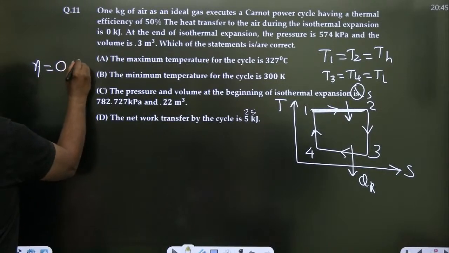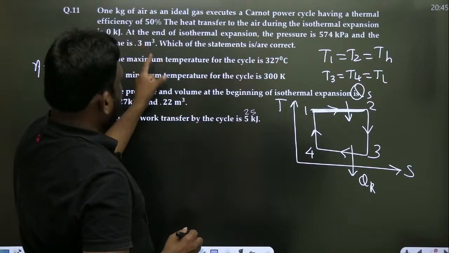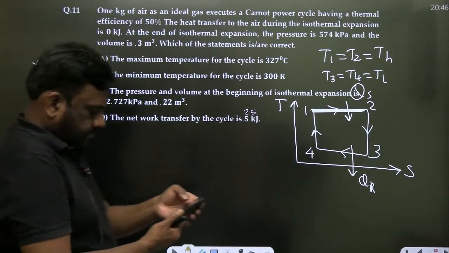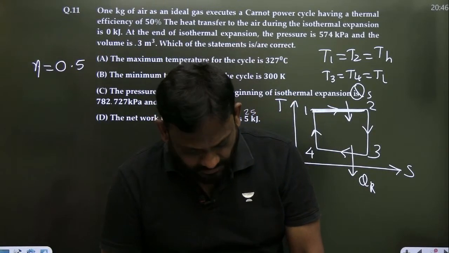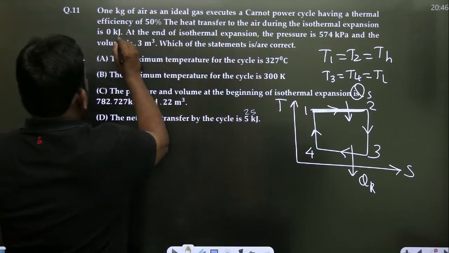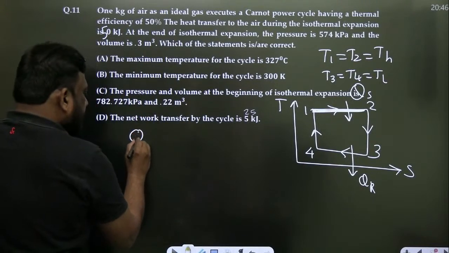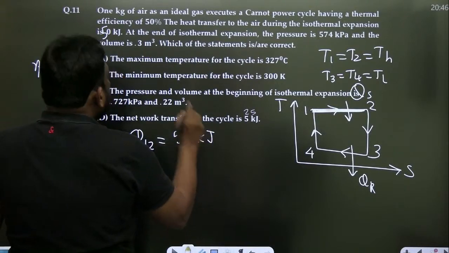It is 0.5. Now, the heat transfer during isothermal expansion is... 0 दिया है, गलत है. शायद वो 50 है. मैं बताता हूं सर. एक सेकंड. हाँ, this is given as 50 सर. माफी चाहता हूं, यहाँ पे मिस प्रिंट हुआ सर. 50 किलो जूल. तो heat transfer in 1 to 2 is 50 kilojoule. बहुत बढ़िया. It is 50.